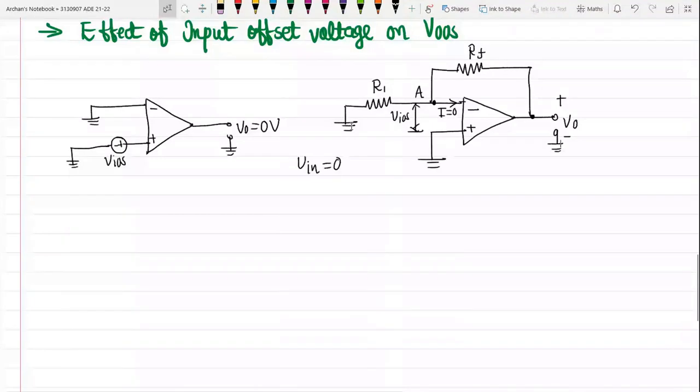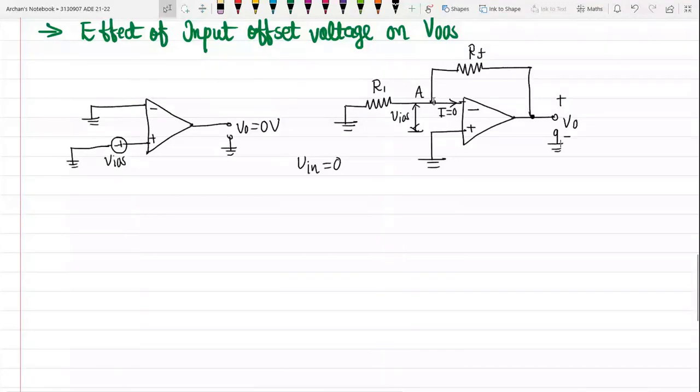So what will happen to node A? Node A will be at this much amount of potential. What is it? It is VIOS. Okay, because there exists some input offset voltage, because we have considered a practical operational amplifier. So though my input voltage is equal to 0, there will be an input offset voltage available, and because of this, at terminal A, if you measure the voltage, it will be around VIOS.